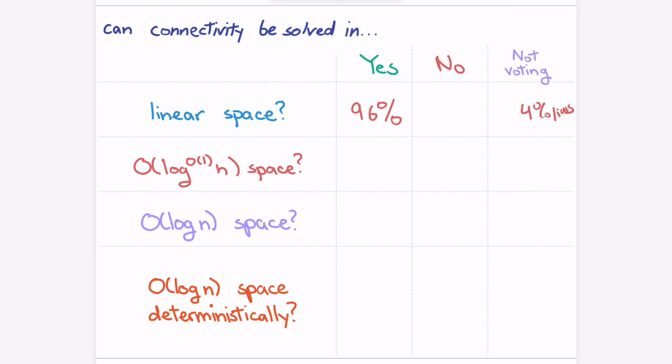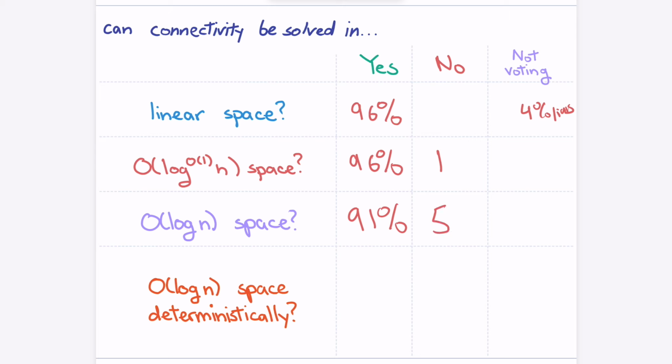All right, who thinks we can get some polylogarithmic space? Okay, that's almost the same 96%. Does anyone think you can't get polylogarithmic space? Did you vote twice? Okay. Now who thinks you can even get logarithmic space? Okay, so it's going down a little. And who doesn't think you can get logarithmic space?